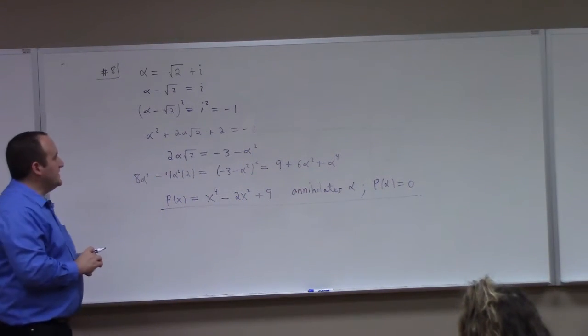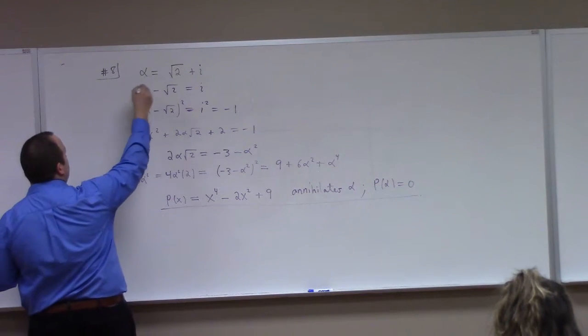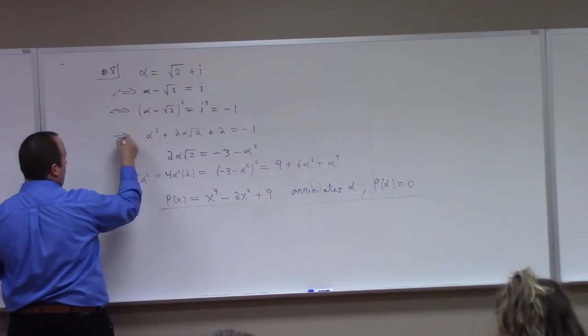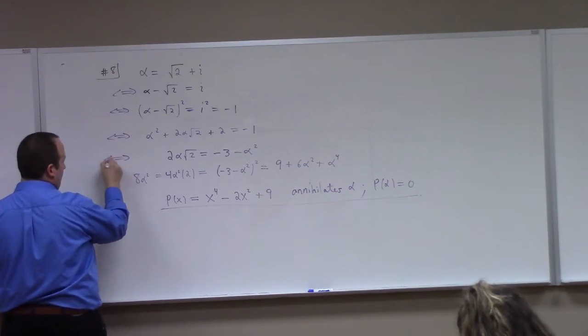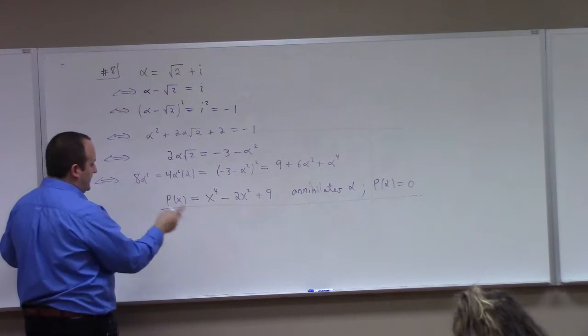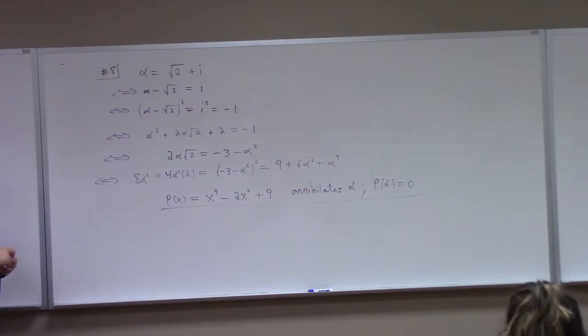I mean, these steps I did were reversible, is the point, right? You've got to be careful. If you did a step which wasn't reversible, then I wouldn't know for sure that when I plug in alpha, it was a 0. But here these steps are reversible, so I know it. I need to know it's irreducible, right?